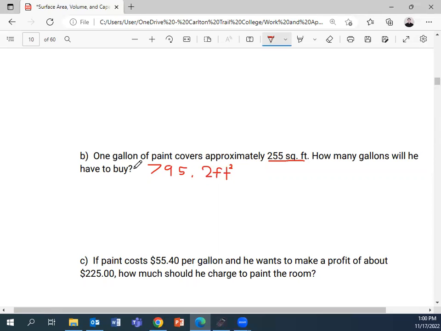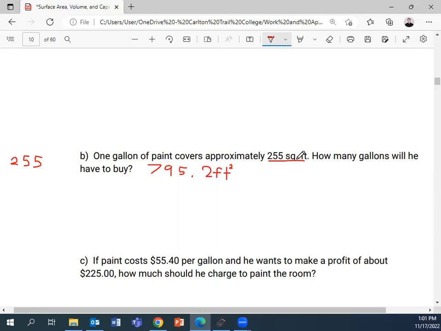Subtract 255, however many times, from the surface area. Yeah, figure out how many of these go into this. So you could subtract it. You could do 795 minus 255 and take that answer. That's fine, that would be acceptable. I'm just going to do it over here because this is something we've done before in the class. You can do your method perfectly fine. That works.